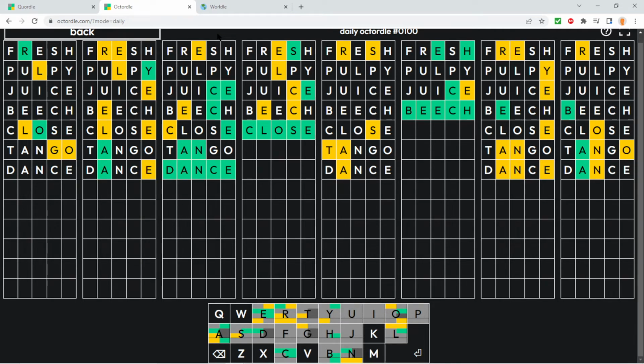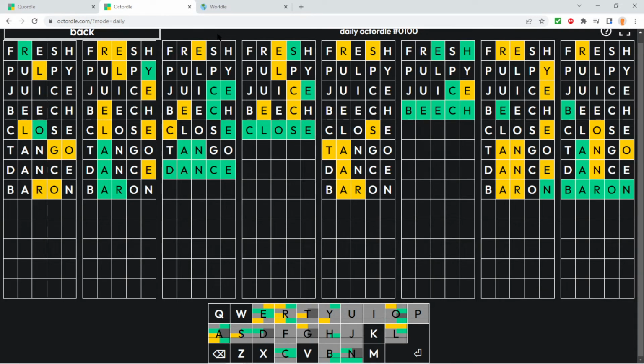On the far right, word number 8 starts with a B-A. The O can't be third or last, so it has to be B-A blank O. And the N is at the end, so B-A blank O-N. I'm not sure what this word is. Oh, there's an R in it, barren. I missed the R up top. That's a cool word. I like the word barren.